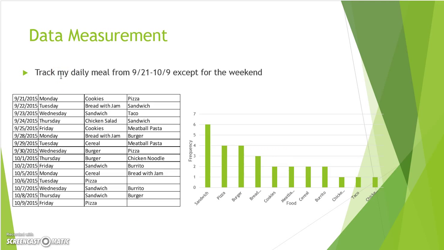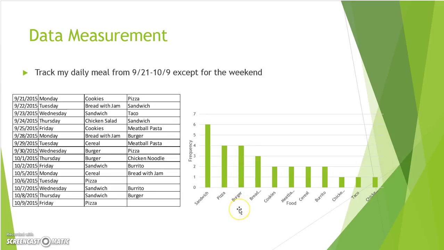The first one would be the data of the daily meals from this period of time except for the weekend, a total of 15 data points. These are the foods that I ate within this period of time. Look at this Pareto chart. You can see the first 3 items, which are sandwiches, pizzas, and burgers. Those 3 are the food items that I ate the most in this period of time, especially during the regular working day.